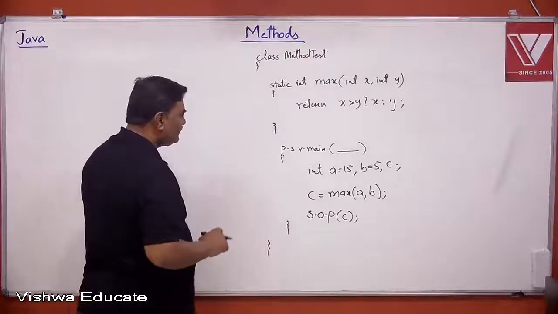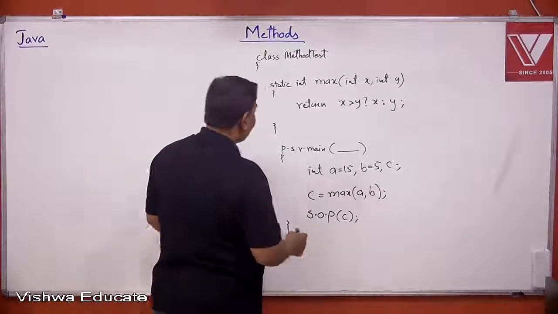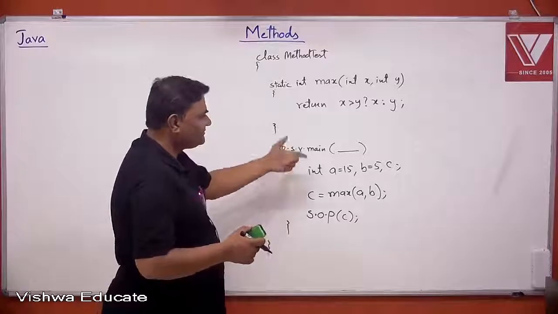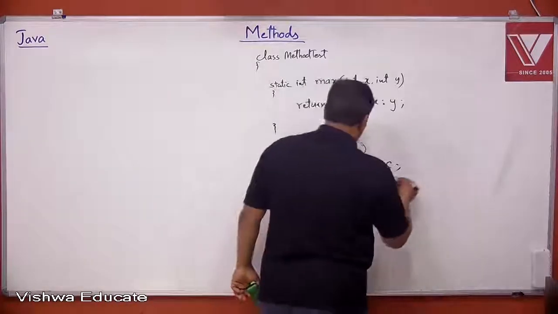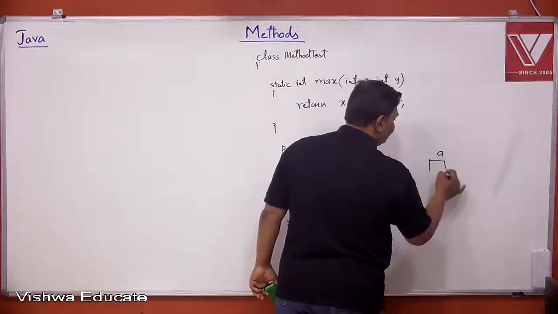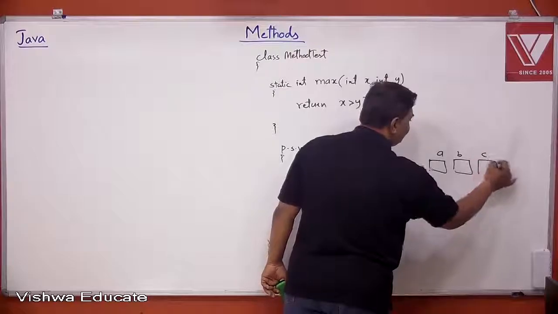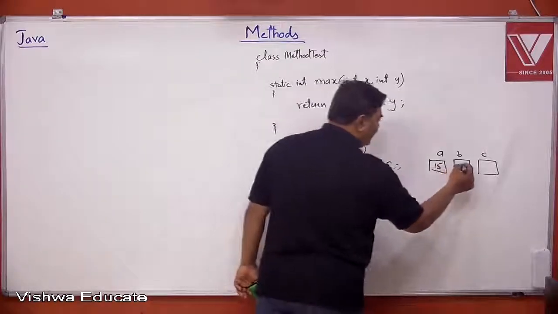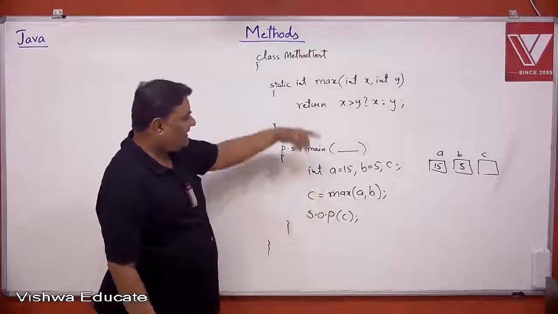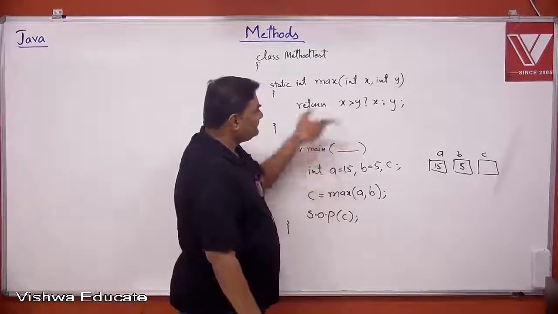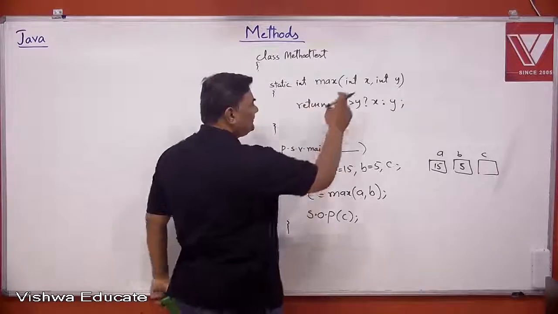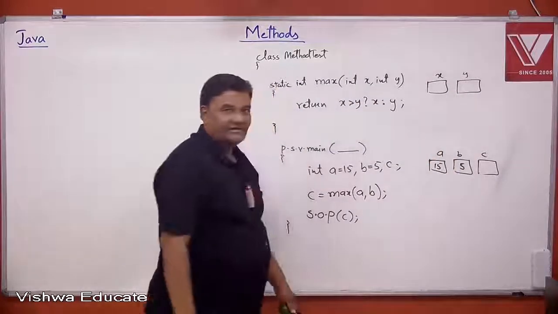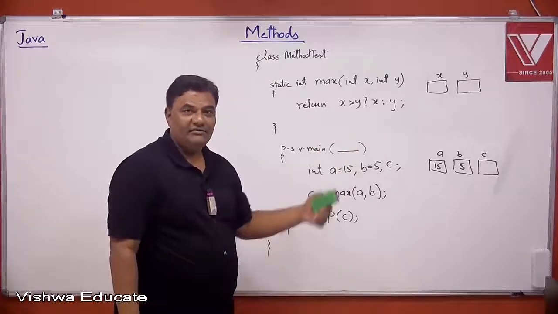Now let us see how this works. See, this main method is calling this one. So you know the entry point of a program is the main method. So first of all, the main method runs. When the main method starts running, the memory for all its variables a, b and c will be created, allocated. And a will have value 15 and b will have value 5. Then a call to the max method is made. Once the call is made, the control goes here. Then here also it needs two variables, x and y, and memory for these will be created.